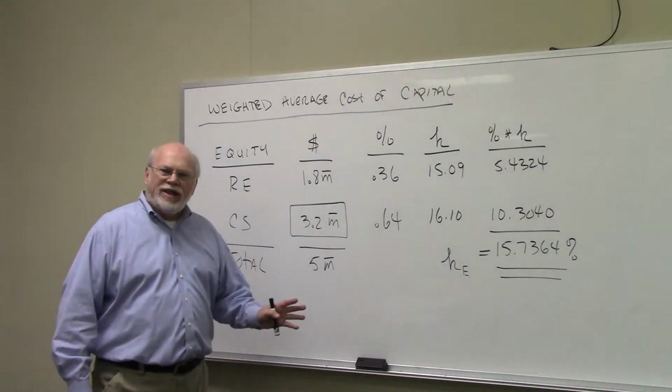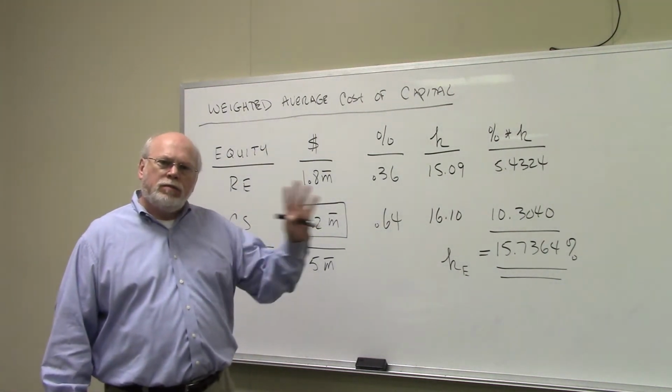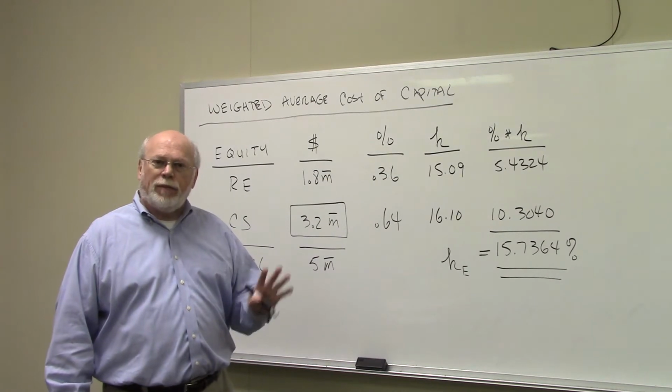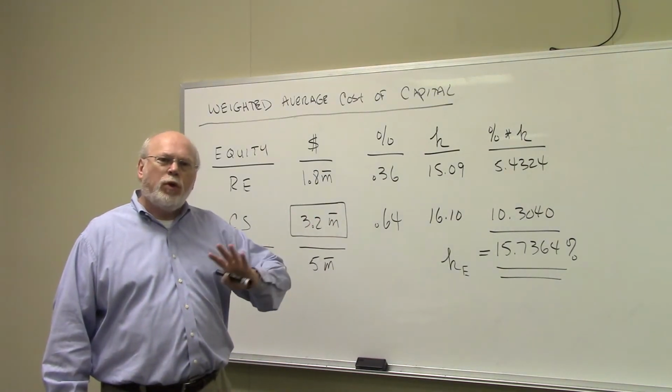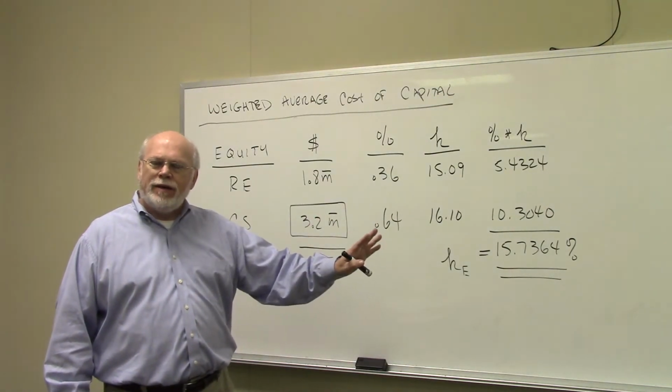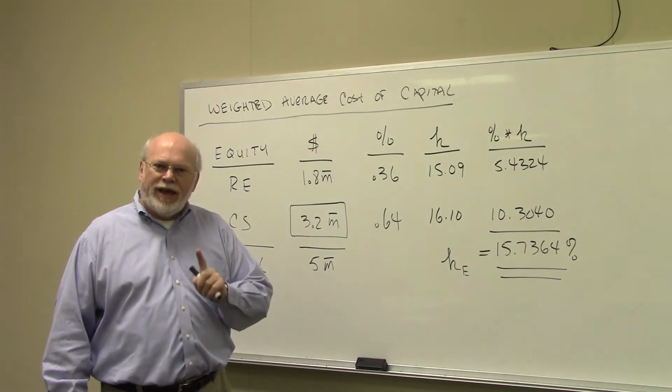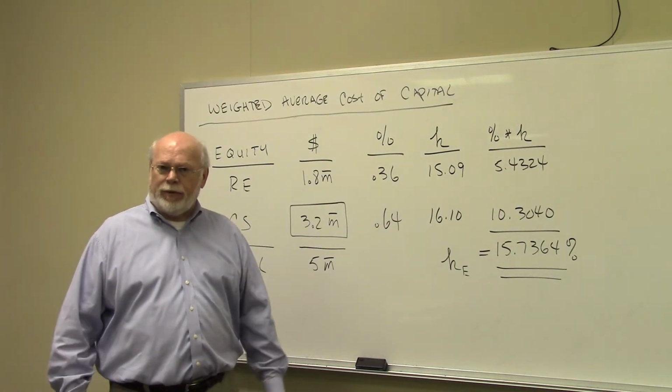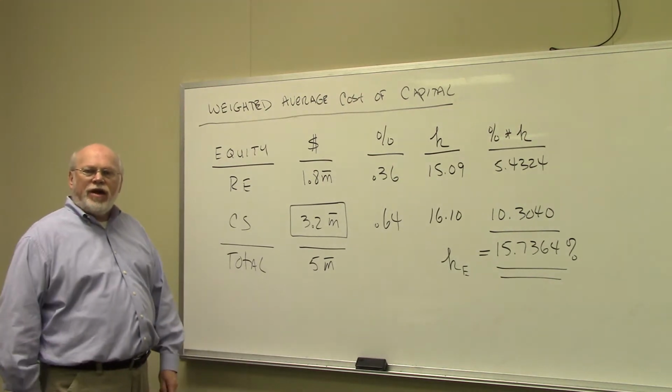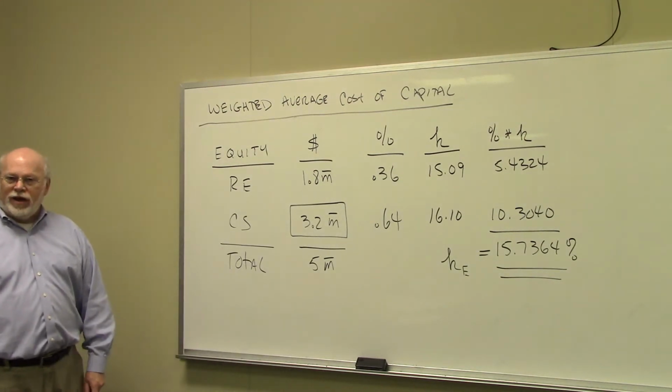Now, as we saw in the last video, I basically showed you the end of the problem, where we're going to. And at this point, we know everything we need to calculate the weighted average cost of capital, except for the cost of equity capital. Now, here's how you calculate the weighted average cost of equity.